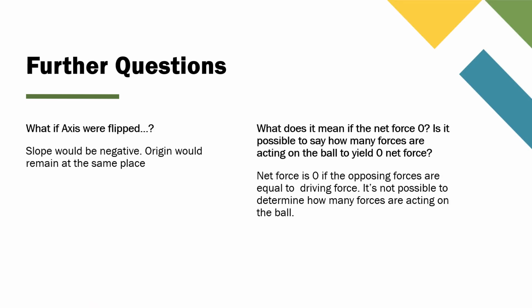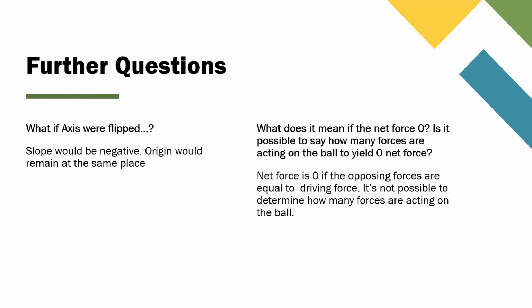Now, finishing off with the discussion questions, I was asked what if the axes were flipped? Basically, all this would do is turn the slope to negative, and the origin would remain in the exact same place.